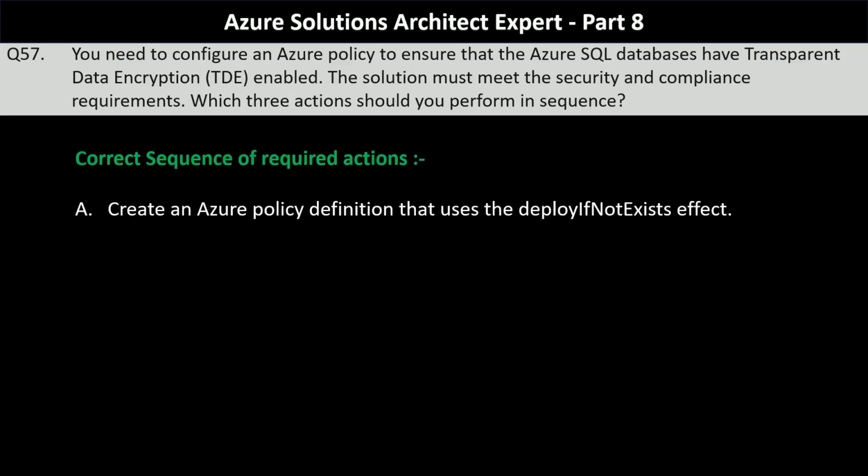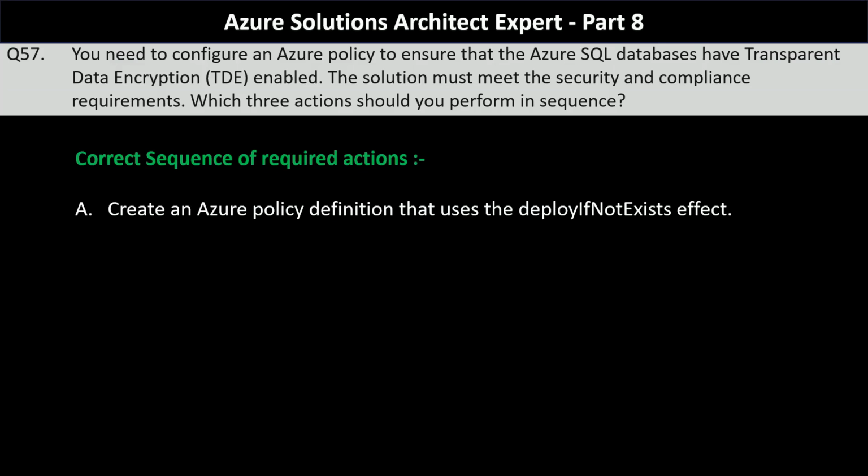Friends, first action you need to perform is to create an Azure policy definition that uses the deploy if not exists effect. This effect ensures that if TDE is not enabled on an Azure SQL database, it will deploy the required configuration to enable it. You will define a policy rule that checks if TDE is enabled and deploy if it is not.